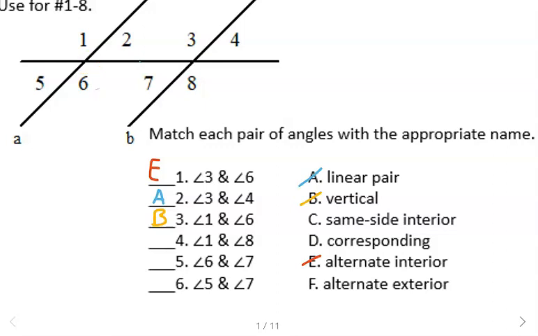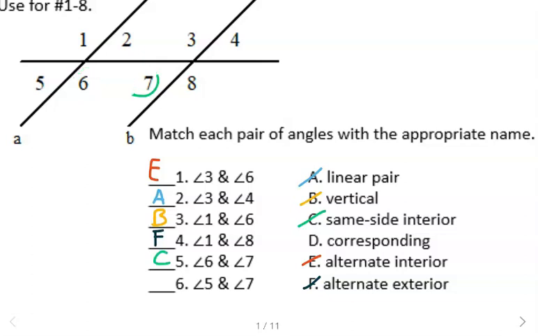We got 1 and 8. 1 and 8 are alternate exterior angles. They're on the outside of the two lines and alternating sides of the transversal. 6 and 7, same side interior angles. They happen to be supplementary.